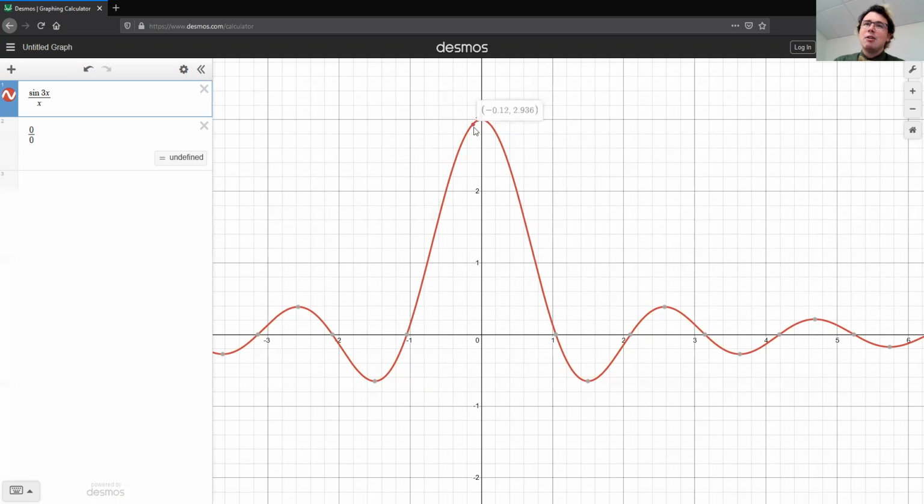I do. When I am this close, I'm off by 0.1. Here I'm off by 0.06. Here I'm off by 0.02. Here I'm off by 0.004. And I get closer and closer and closer to the y coordinate 3. And this is even though my formula is undefined for x equals 0.